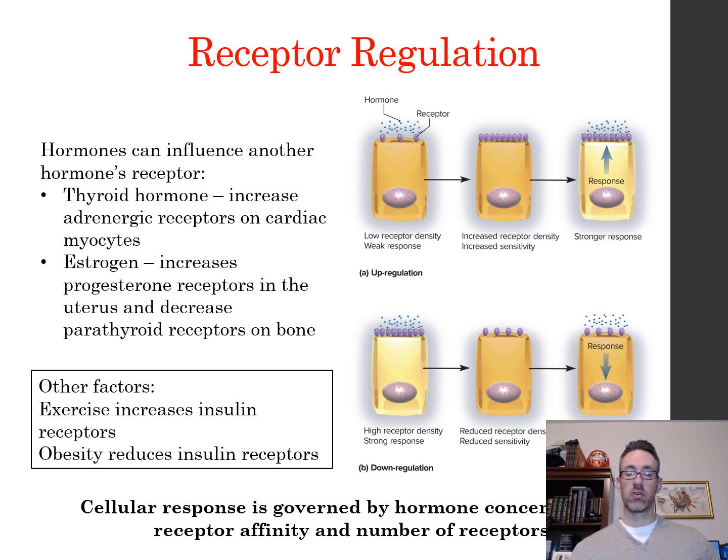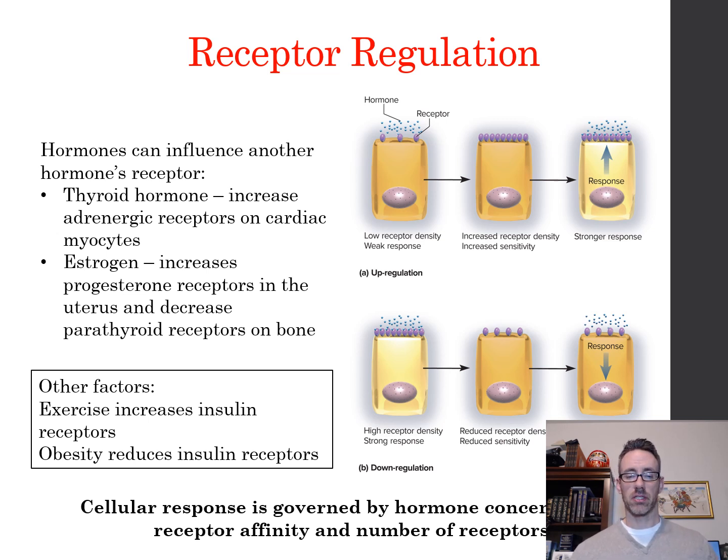Exercise can increase insulin receptors on the surface, so it can increase sensitivity to insulin. That is why it's an important thing to tell patients, especially pre-diabetics, to increase their exercise, because if you can increase the number of insulin receptors, this might increase their sensitivity to the insulin. Obesity has the opposite effect. Obesity can reduce insulin receptors and make cells less sensitive to insulin over time.